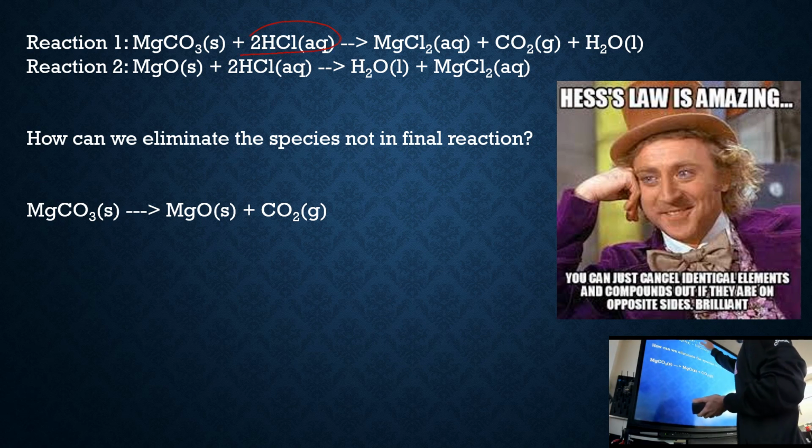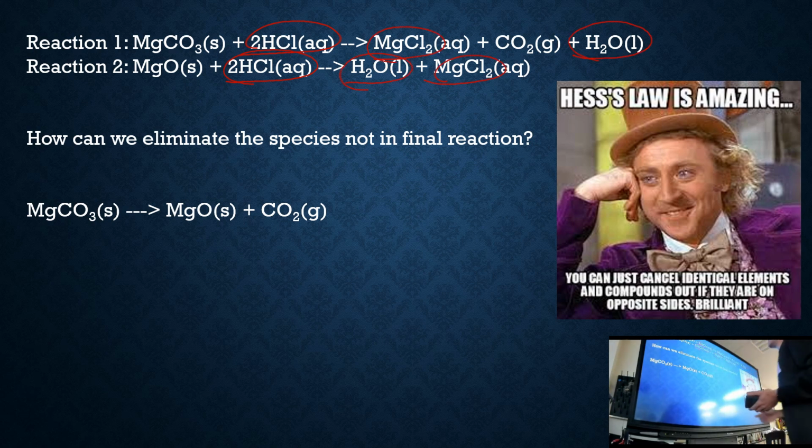We had HCl, HCl, water, magnesium chloride, and water. Those are the species that are not in the final reaction. That means they have to be eliminated. They have to be gone. They cancel out. So basically what Hess's law is taking these two reactions and getting the final reaction, rearranging them.